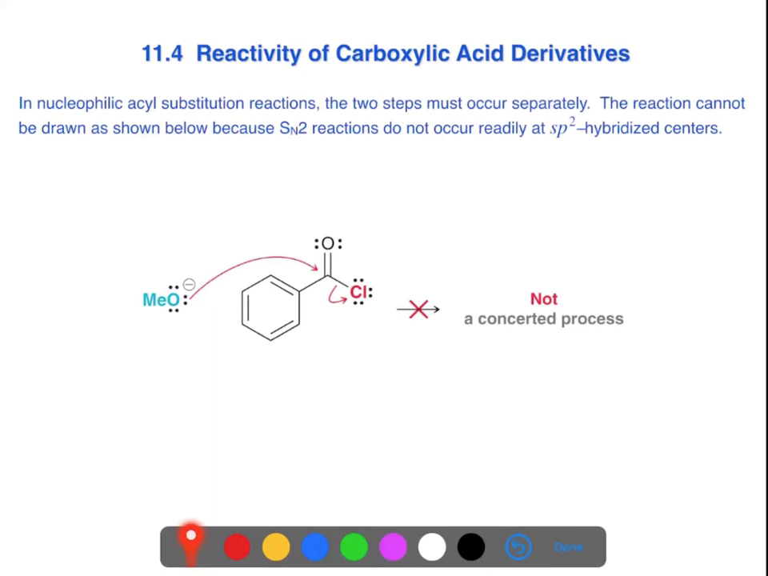So what we will be looking at in the remainder of this section are the specific reactions of each of those carboxylic acid derivatives. And primarily the focus will be on the various reactions that occur via this mechanism of nucleophilic acyl substitution. So if you have any questions about this particular mechanism, by all means, send me an email.